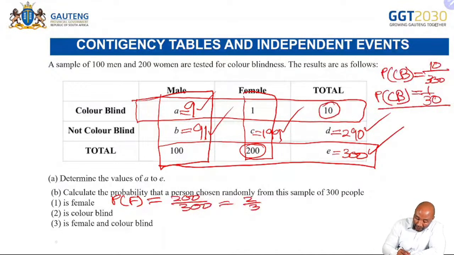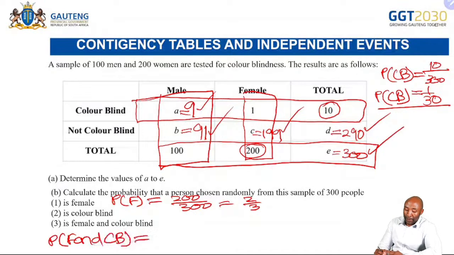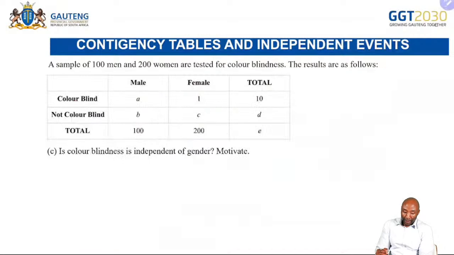We want to find the probability that a person is female and colorblind. To get that probability, we will get the number of females that are colorblind. It's only 1 out of our sample space, which is 300. So our answer will be 1 over 300, like that. Let's move on to the next one.